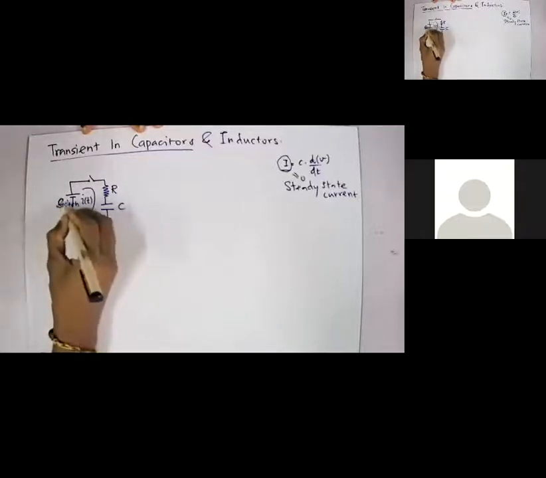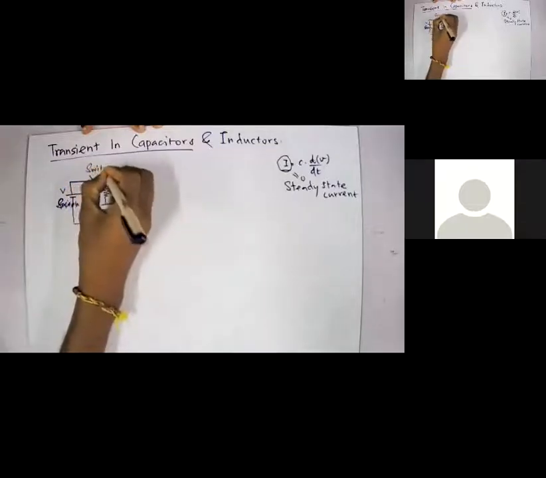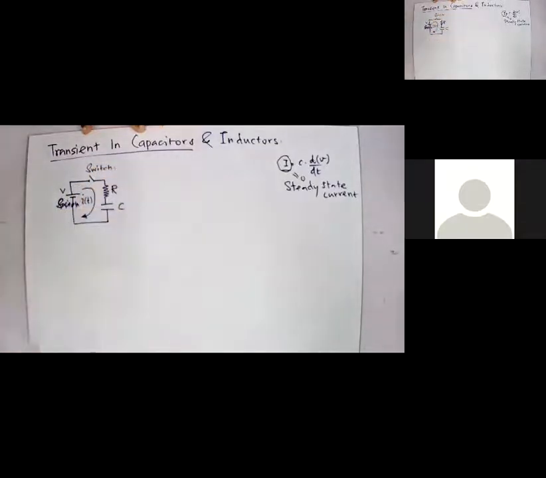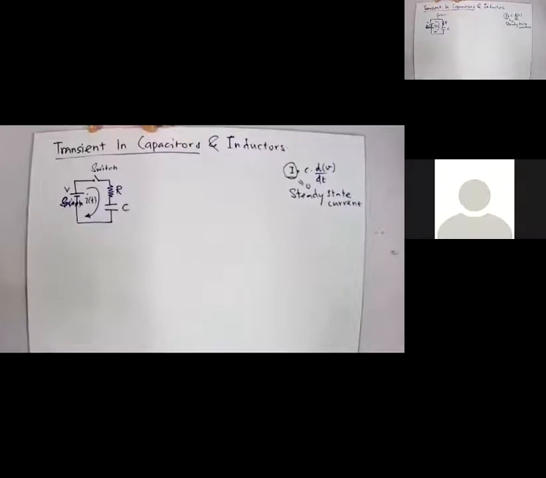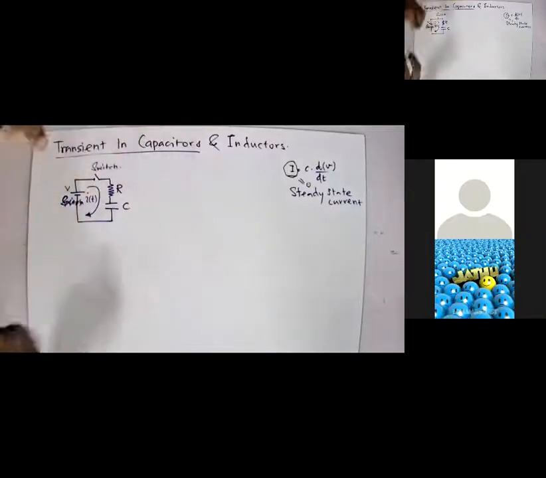Can you hear me? Sorry, this is not the switch. This is actually V. This will be the switch. Can you hear me, guys? Yes, sir. Are the figures and writing clear to you? Yes, sir. Okay.